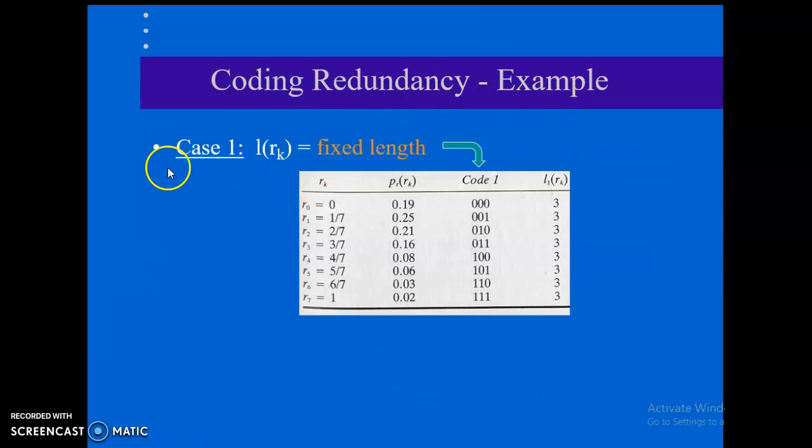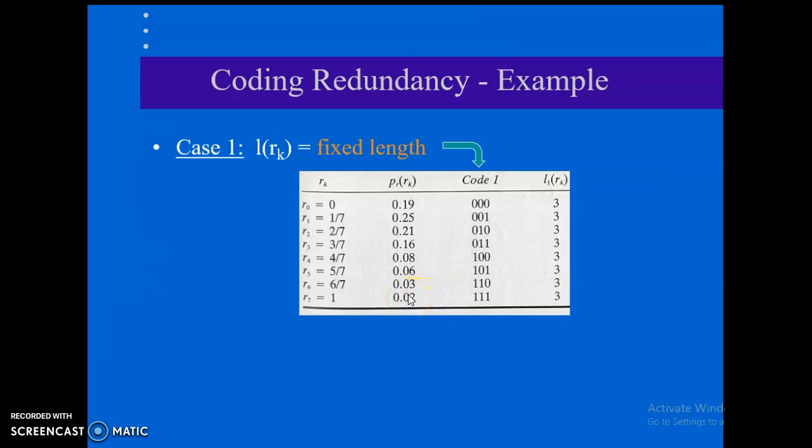Coding redundancy example. Case 1: l1 of r_k equals fixed length. The table has r_k, p_r of r_k, code 1, and l1 of r_k. For example, r_0 is 0, and here p_r of r_k is 0.1. This is the fixed length code 000, so here l1 of r_k is 3. All are 3. Then r_1 is 1 by 7, r_2 is 2 by 7, up to 6 by 7, and 1. For this one, 0.02.